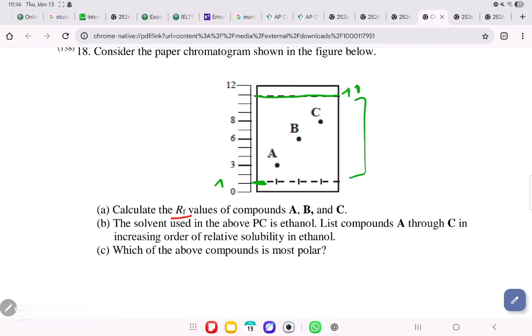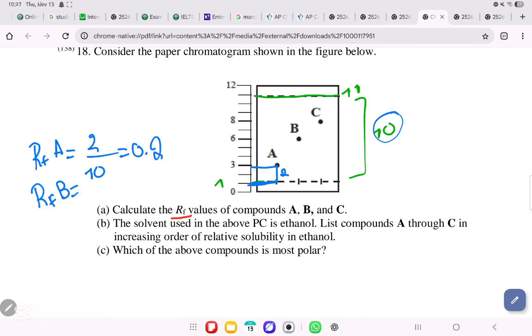Then I take the difference, and I will get this to be 10. Now, whatever answer I get, I'm gonna divide it by 10, which is the difference between the solvent front and the baseline. Okay, so for A, you always take it with respect to the baseline. So this is gonna be 3 minus 1, which is 2, right? That means the RF of A is 2 over 10, which is 0.2.